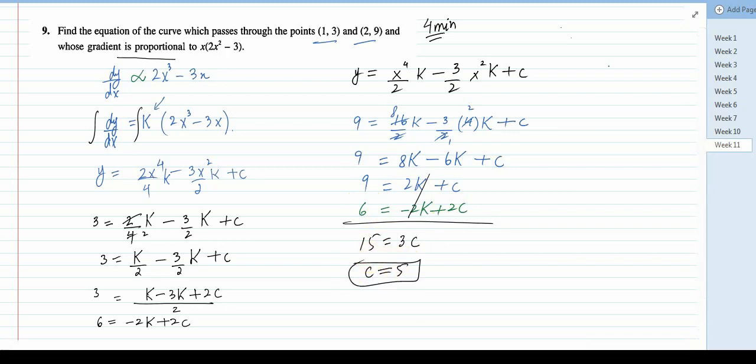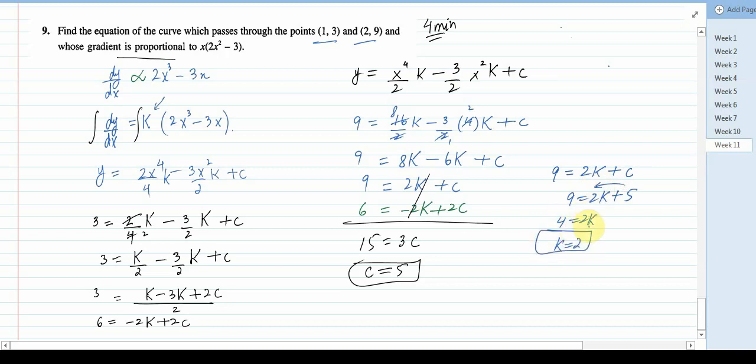Once we have the value of c, I can find the value of k by using it in any of the equations. I will pick the second one: 9 equals 2k plus c. C is 5. 9 minus 5 is 4 equals 2k, and you get the value of k, which is 2. For the final answer, we need to place the values of k and c in this equation.